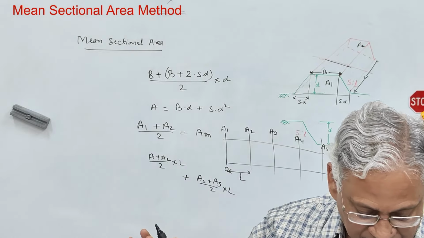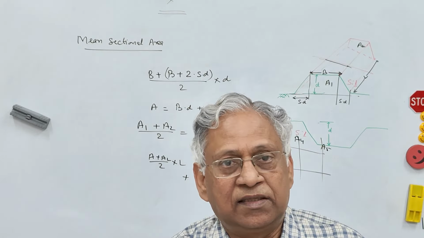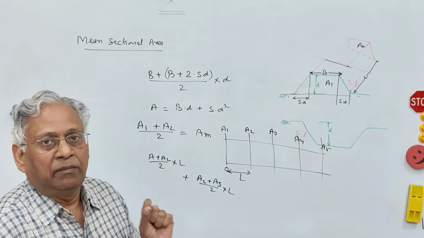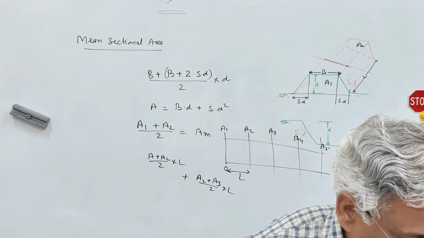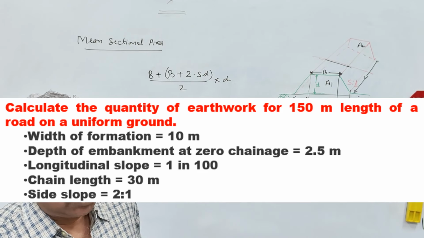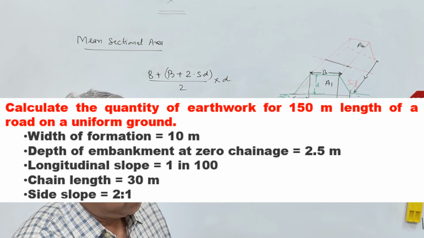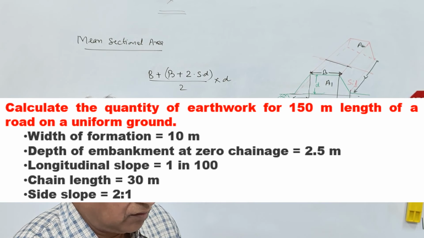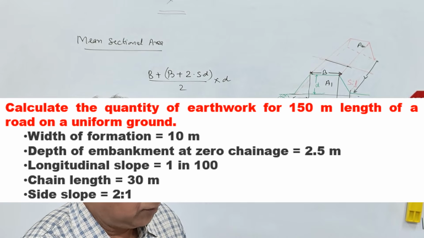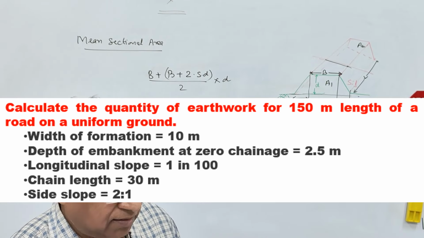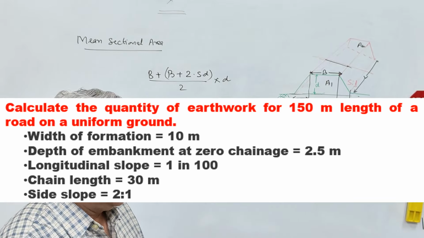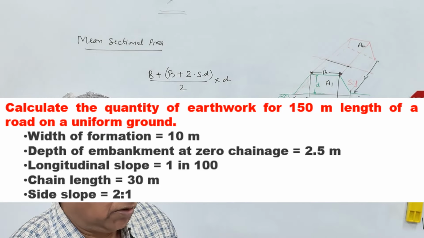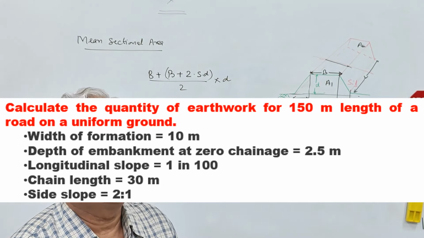Let me explain this method again, and I will take the same example which I considered in my last session for the mid-sectional area method. The example is like this. Calculate the quantity of earthwork for a 150 meter length of a road in uniform ground. The width of formation is 10 meter. Depth of embankment at zero chain is 2.5 meter. The longitudinal slope is 1 in 100. Chain length is 30 meter. Side slope is 2:1. The question is to find out the quantity of earthwork.